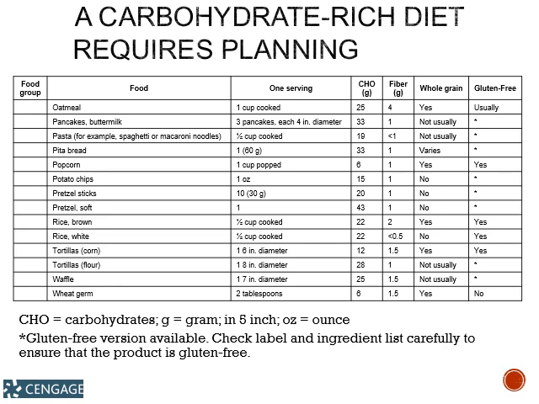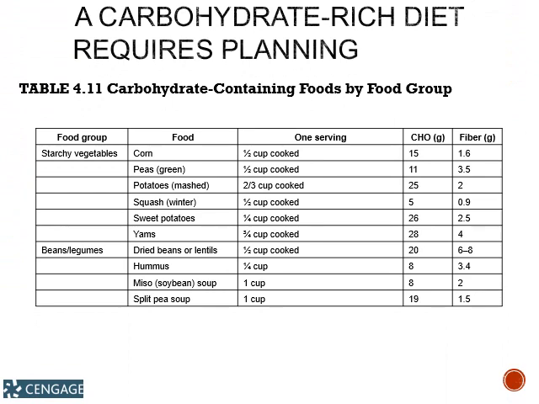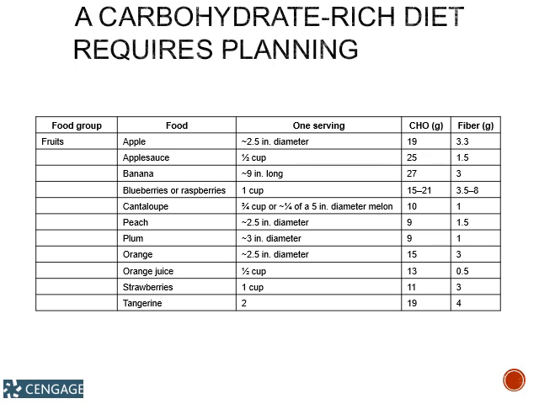Here's the starch list continued. Also, you can see a couple more columns that indicate whether food is whole grain or gluten-free. Here are some fruit servings with carbohydrate grams listed and also number of grams of fiber.